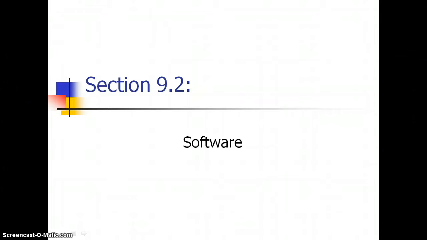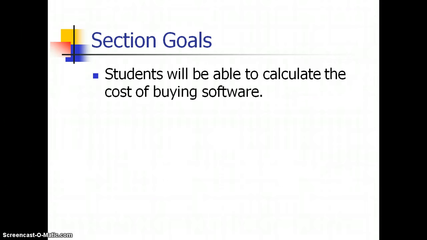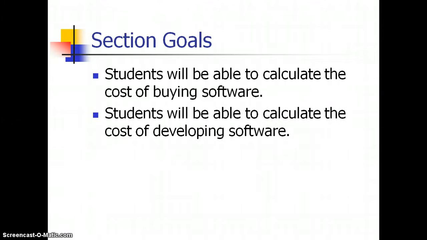So today what we're going to go through is software. This is only part 2 of 5 parts of this chapter. By the time we're done today, you'll be able to calculate the cost of buying software and also be able to calculate the cost of developing software. This is very easy. If you are interested in a career in technology, this is one place where you can do fairly well, is developing software.